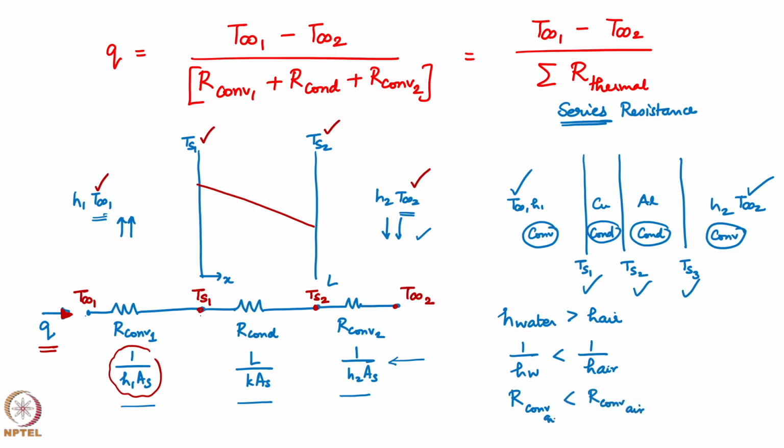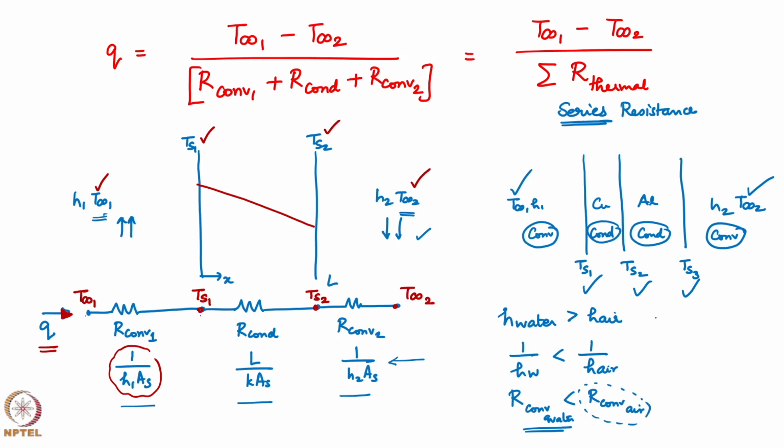This is an important thing to remember, because later on in fins we will see that fins are usually added. Fins are basically extensions which are used to improve the heat transfer. You improve the heat transfer on the part where the resistance is large, so that you reduce the resistance. So, you will use fins on that side.